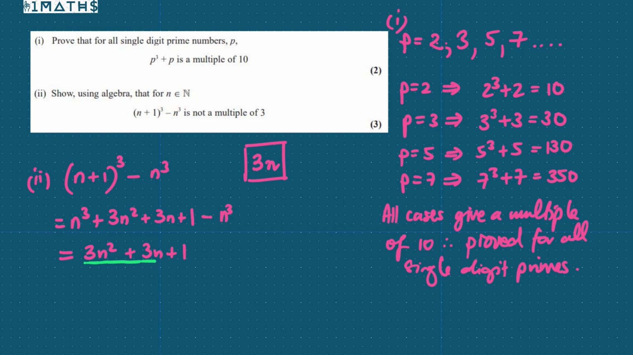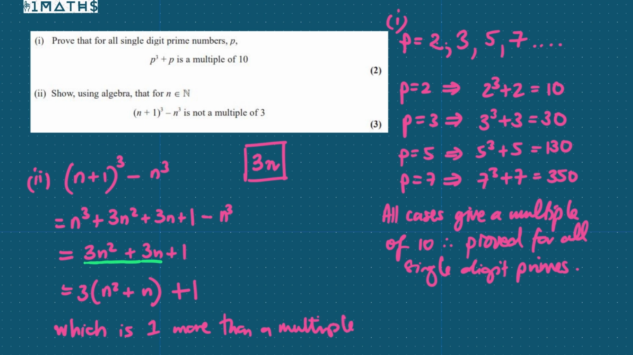And if I then factor out 3 from the first two terms, I will end up with 3 times n squared plus n, plus 1, which is one more than a multiple of 3. So we have proved that n plus 1 cubed minus n cubed is not a multiple of 3.